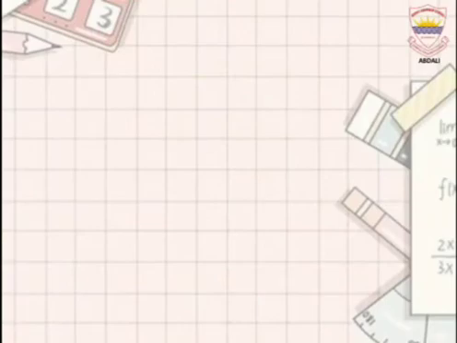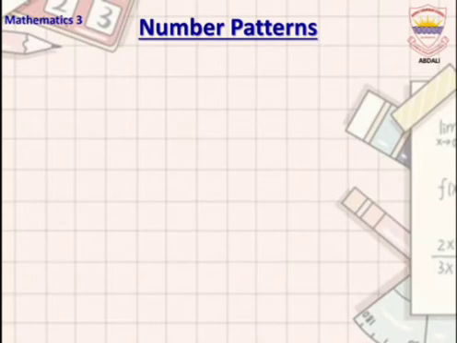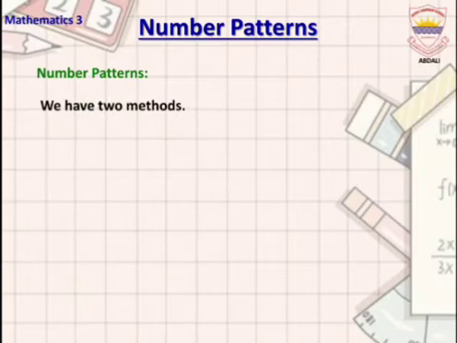Assalamu alaikum, my dear students. Today our topic is number pattern. For number pattern, students, we have two methods.